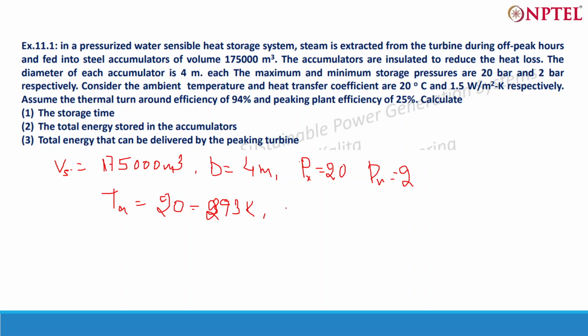And then you have this heat transfer coefficient. So let's say HF value is given 293. Oh, sorry. HF value is given 1.5. Okay. And then the turnaround efficiency and peaking plant efficiency are given. So you have to use these.